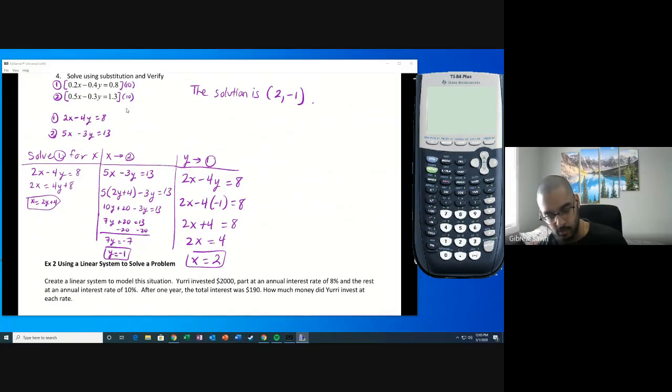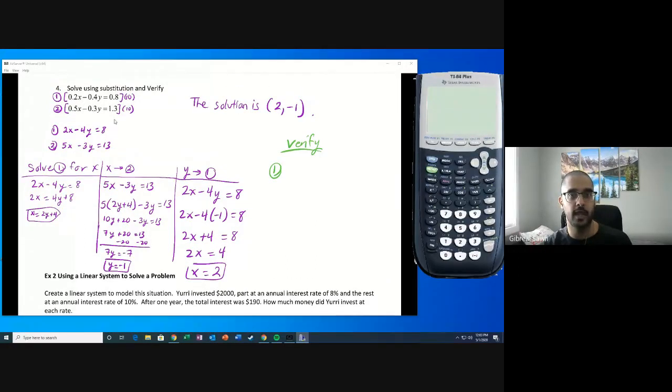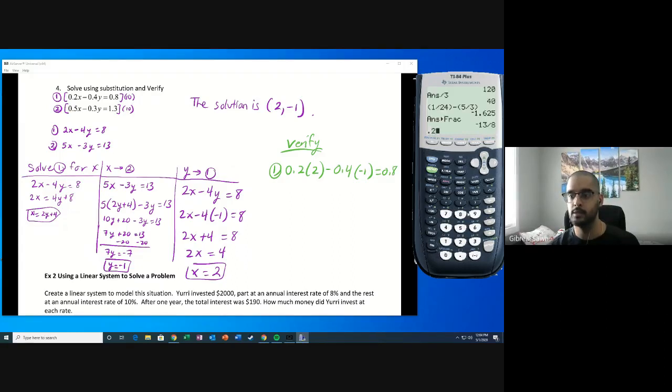Okay, we can verify this as well. So verify equation 1, and we're always going to try to verify those original ones, even with the fractions or decimals, just to make sure that if we've altered it, that we catch our mistake. So 0.2 times x minus 0.4 times y is going to be equal to 0.8. We can grab our calculator, plug them in. 0.2 times 2 minus 0.4 times -1 is equal to 0.8. Okay, so it does work.